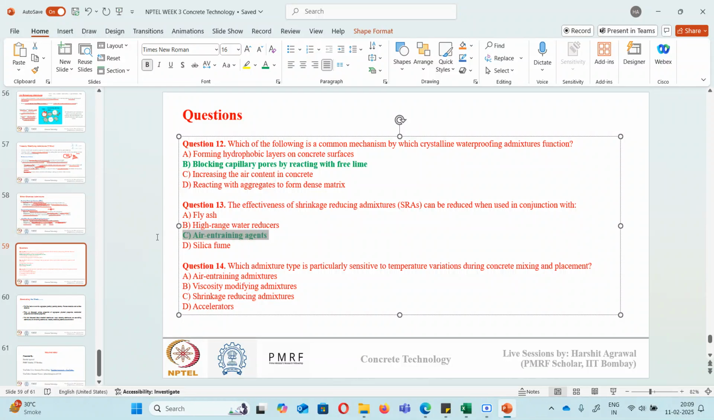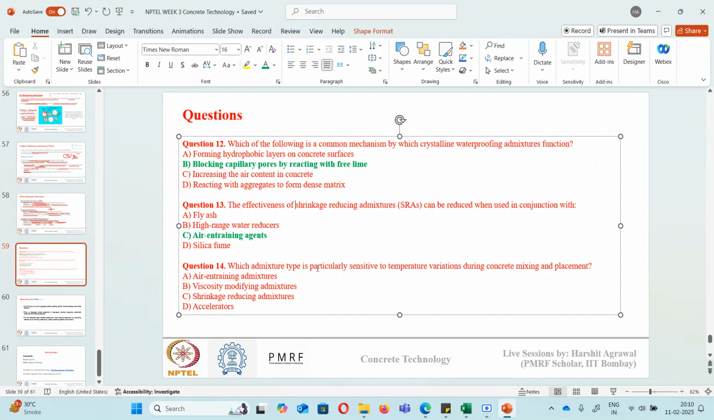That's why we can't use any chemical admixtures together. We need to check the compatibility of chemical admixtures also. They have different functions, and they are not compatible with each other.